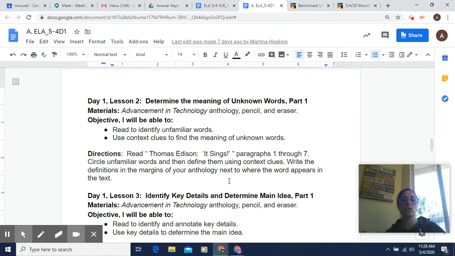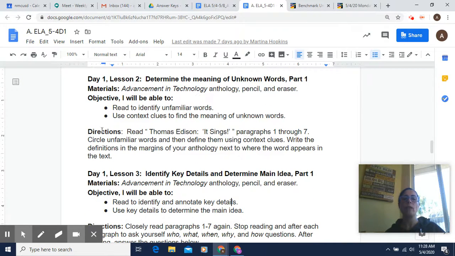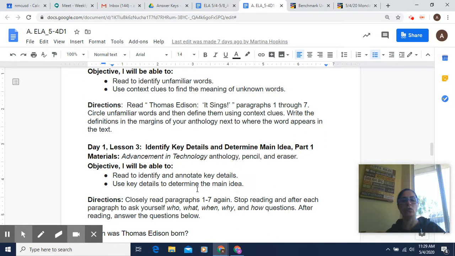So now, boys and girls, let's go to lesson 2. And here are your objectives. You are going to be doing context clues. And then the other one is to identify key details to form main ideas.